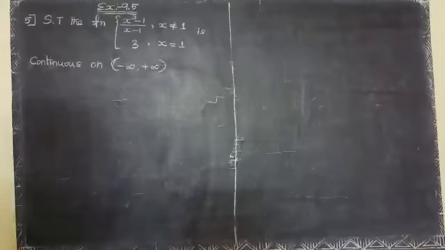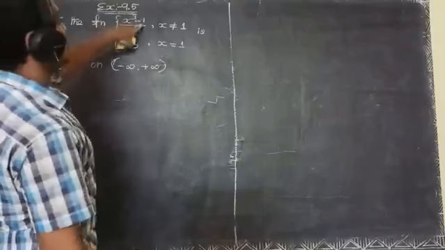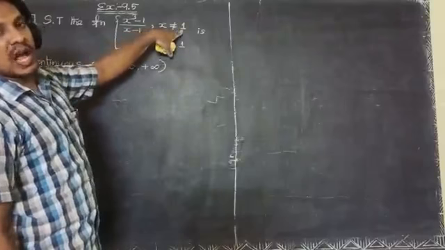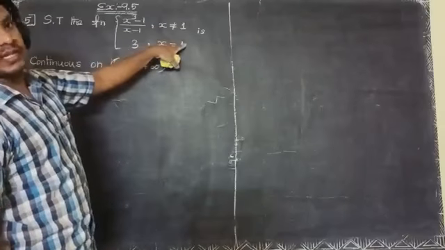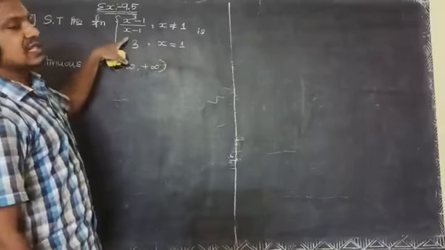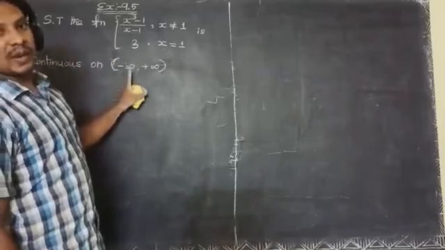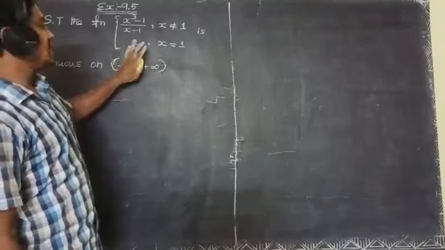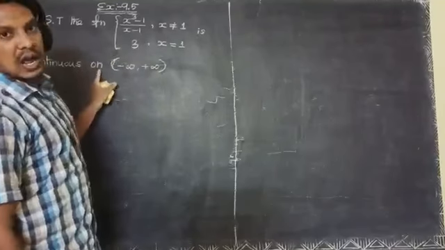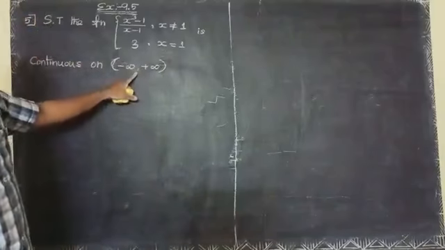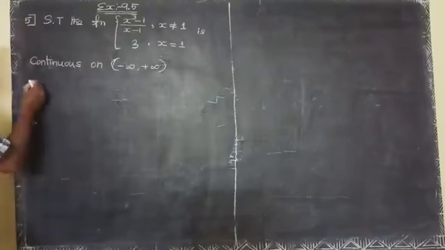Question number 5: show that the function f of x equal to x cube minus 1 divided by x minus 1 if x not equal to 1, and the constant 3 if x equal to 1, is continuous on the open interval minus infinity to plus infinity, that is, continuous at every point of the real numbers R. Proof.